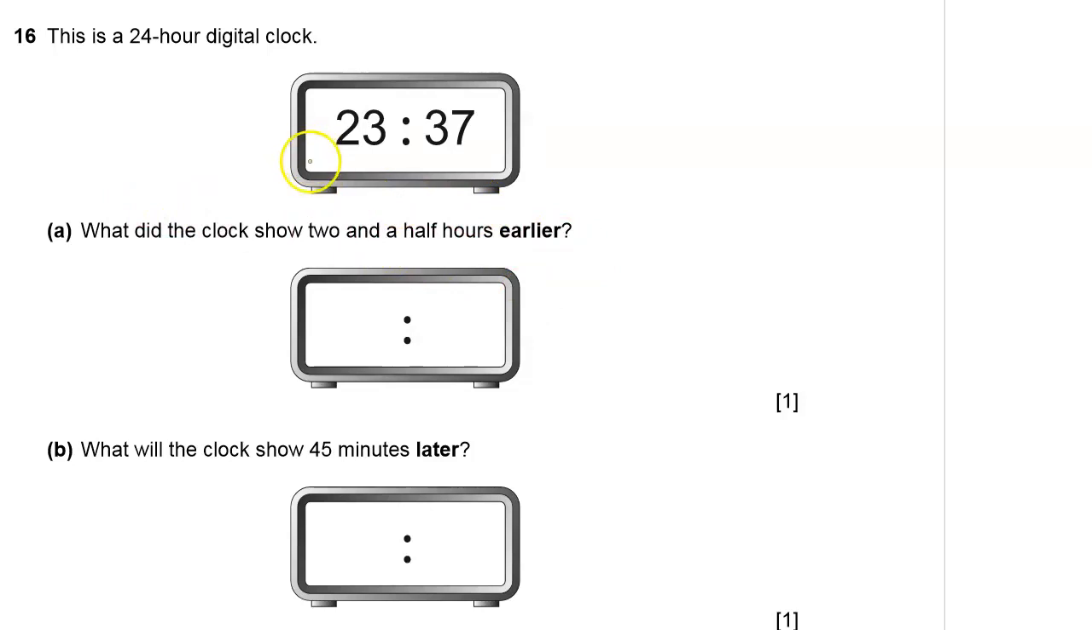Question number 16. This is a 24-hour digital clock showing a time of 23:37. What did the clock show 2.5 hours earlier? This requires you to do subtraction, taking away 2 hours 30 minutes from the current time, 23:37. So this will give you 21:07. Very well.